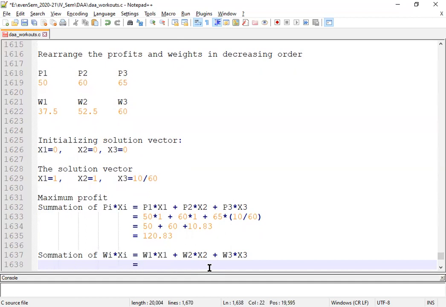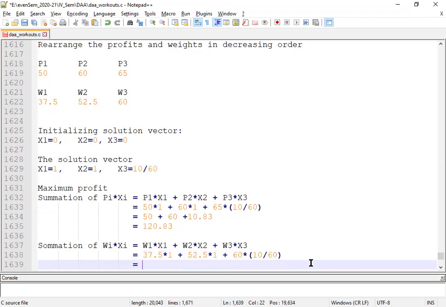The W1 value is 37.5 multiplied by 1, plus W2, that is 52.5, multiplied by 1, plus W3. W3 here is 60 multiplied by X3, and X3 is nothing but 10 divided by 60. Now students, here you can see why in the previous step I left it as 10 divided by 60 itself. It will be easy to calculate at this particular stage.